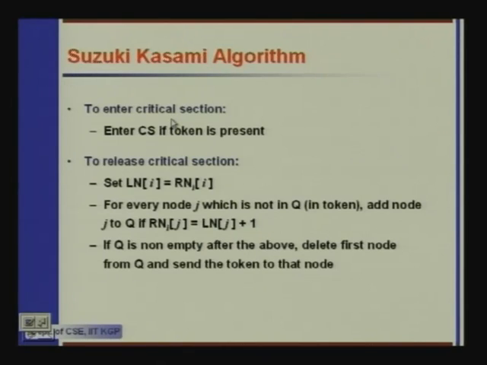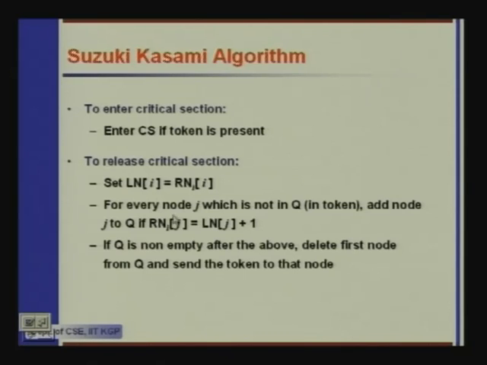To enter the critical section, very simple, if the token is present, just enter. To release the critical section, these are the releasing rules that we have been talking about for some time now. Set LN[i] equal to RN_i[i]. Why? Process i has already completed executing its latest critical section. So, LN[i] is equal to RN_i[i].